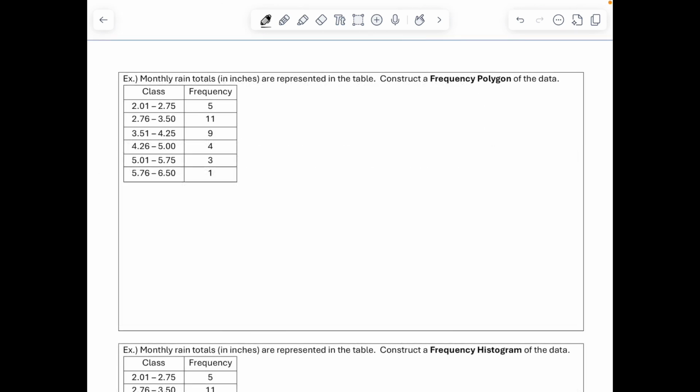Well, at the top of the next page says monthly rain totals in inches are represented in the table below. Construct a frequency polygon of the data. You'll notice that we have grouped data here. The first class is 2.01 to 2.75. Second class is 2.76 to 3.50 and so forth. And so in order to find our midpoints, which we need in order to do our polygon, we need to add together the lower class limit and the upper class limit and then divide by 2.